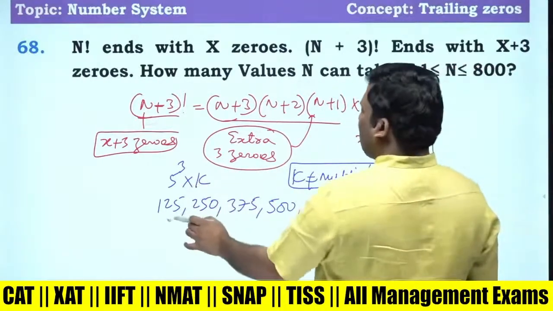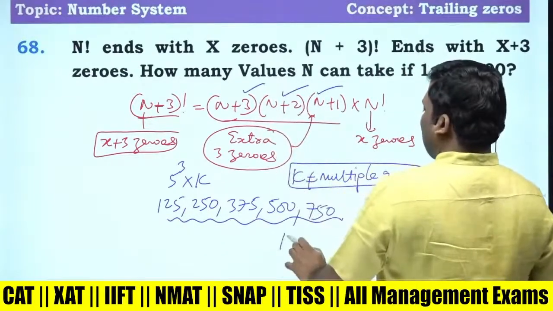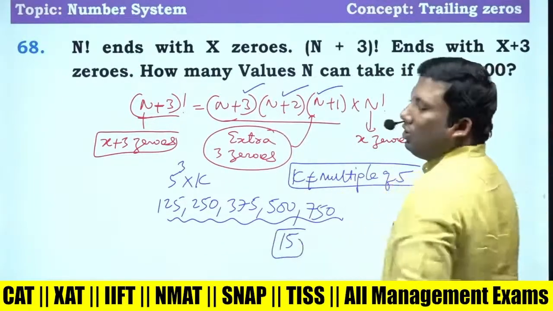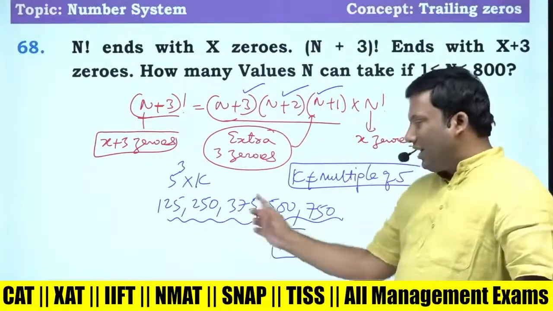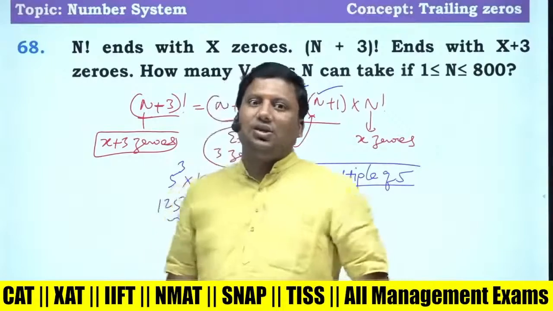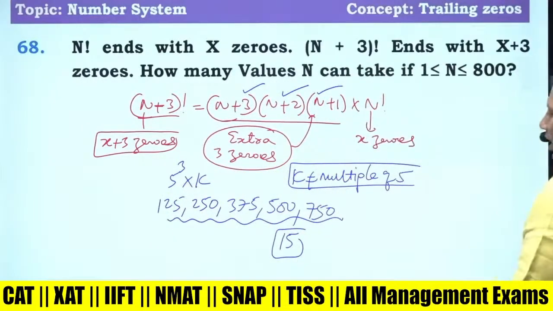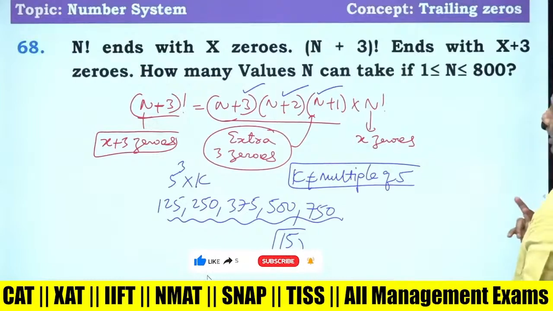How many cases did I get? 5 cases. This can take, this can take, this can take. Yes or no? 5 cases. 125 into 5. The 625 case, don't take it. I hope the idea is clear. Level 3 question, sir.